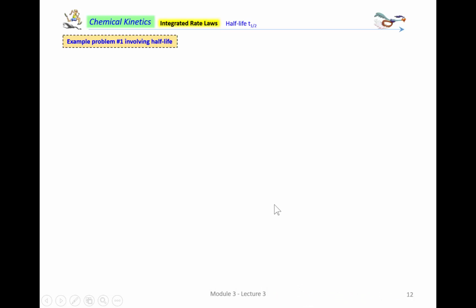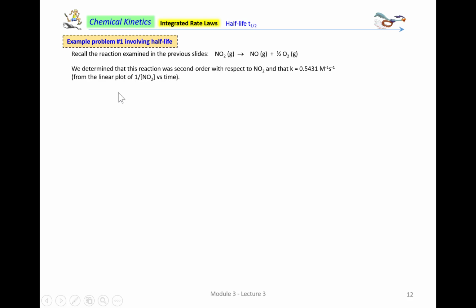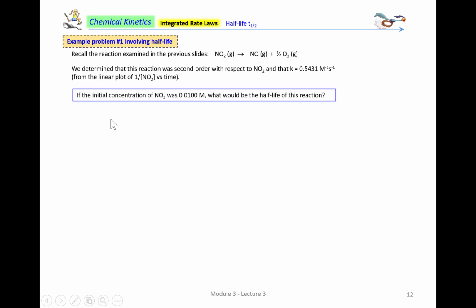Here's an example problem involving half-life. Recall the reaction that we examined in the previous slides, NO2 decomposing to NO and oxygen, and we determined that this reaction was second order with respect to NO2 and that the rate constant was 0.5431 per mole per second at the stated temperature from a linear plot of 1 over the concentration of NO2 versus time. Now, if the initial concentration of NO2 was 0.01 molar, what would be the half-life?